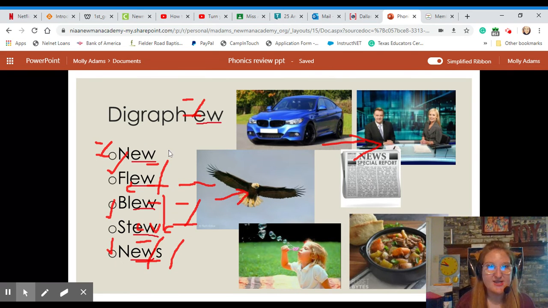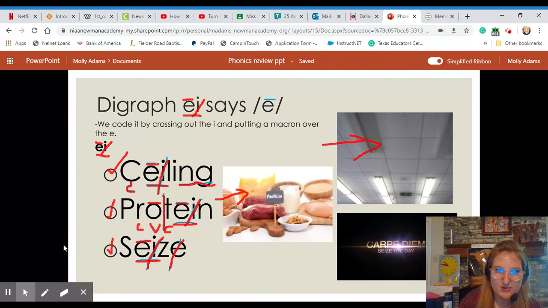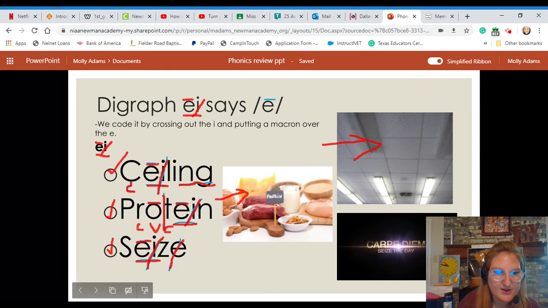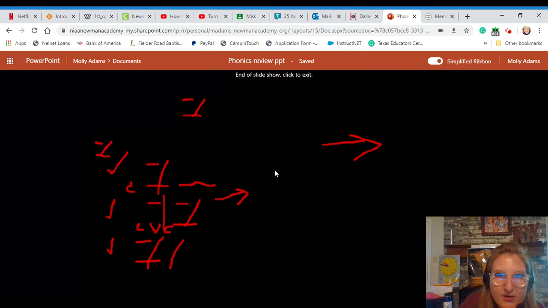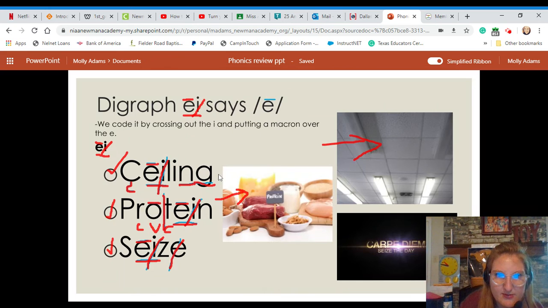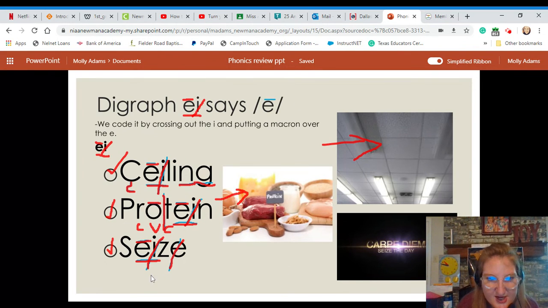Oops. Now our next digraph is, I need to exit out. I need to clear this. Hold on, boys and girls. All right, boys and girls, I need to figure out how to.